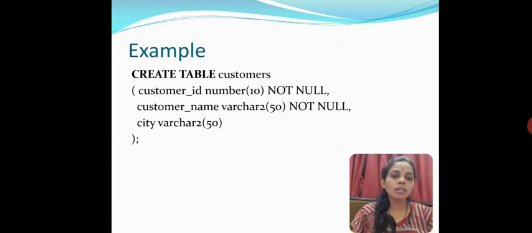Now the third is city. City is also a character, varying character type. Okay, so city varchar 2 in bracket 50 means for city also we can insert a maximum of 50 characters. And the last thing which I told you to remember is that the command should end with a closing bracket and semicolon. Okay, this is how the customer table is created here.